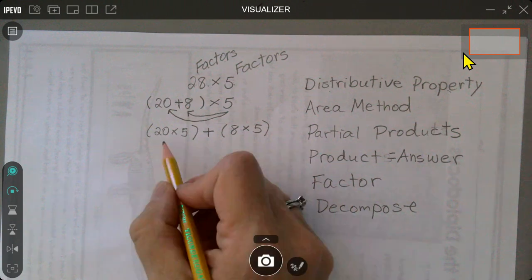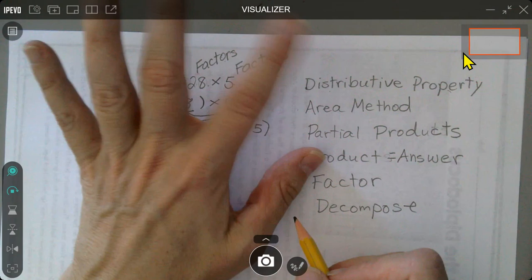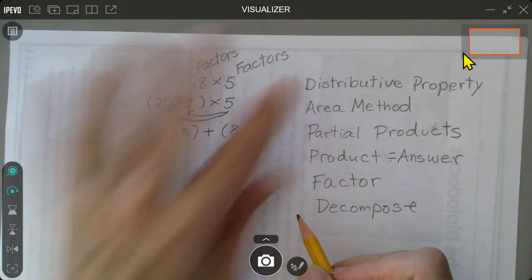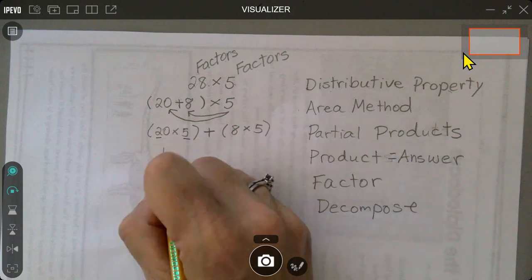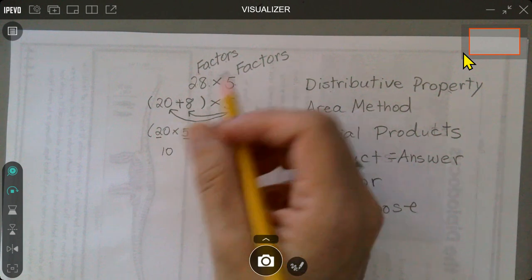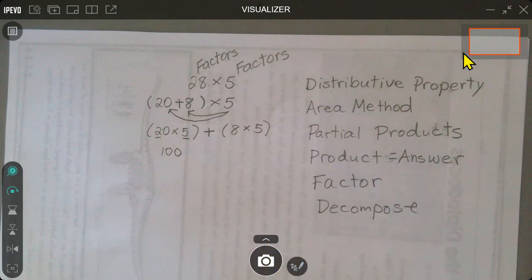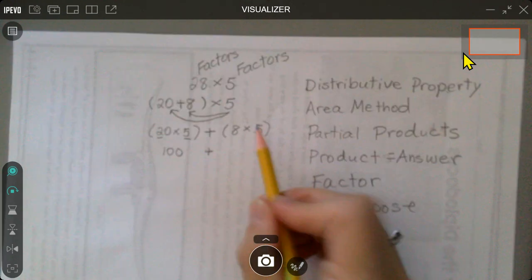Now, some of our kids might skip count by 20s and go 20, 40, 60, 80, 100. Some might say, ooh, 5 times 20 is an easy fact. That is 10. And then I move this number over one place value by putting 1 0. Then I add 8 times 5 is 40.